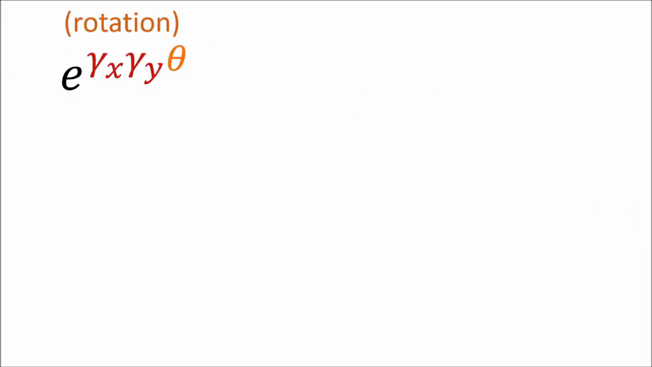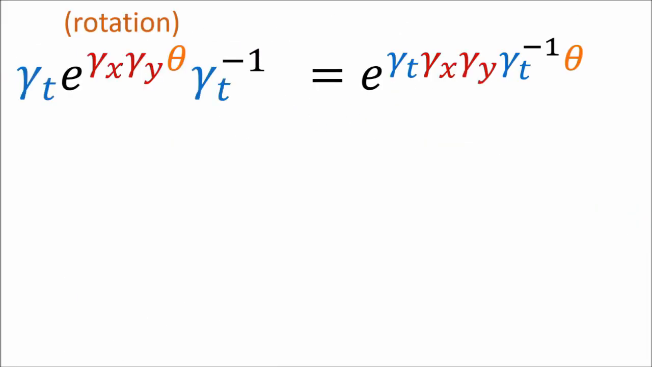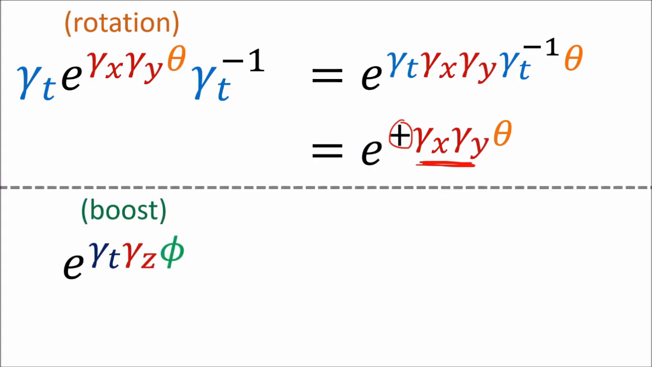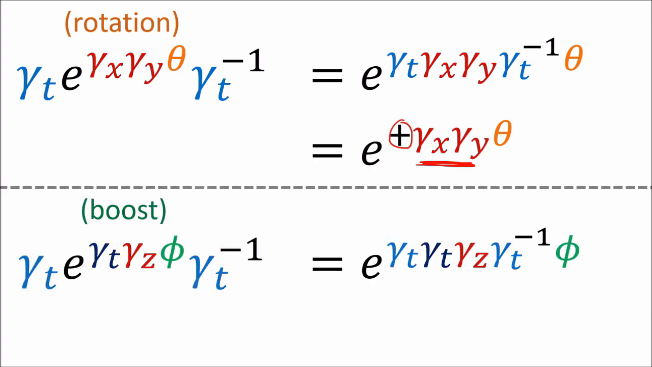When we parity transform a rotation, the rotation remains unchanged, because a spatial rotation happens in a plane with two spatial directions. But if we parity transform a boost, this does reverse the direction of the boost in space, as we would expect.